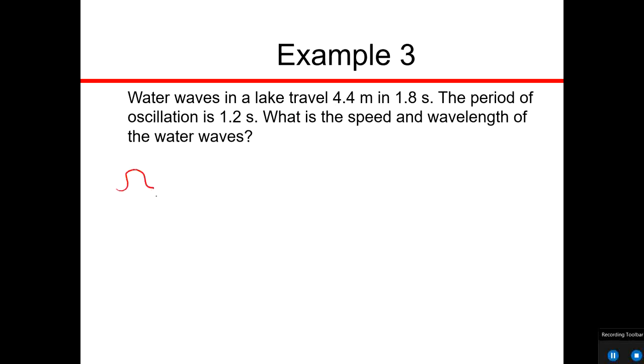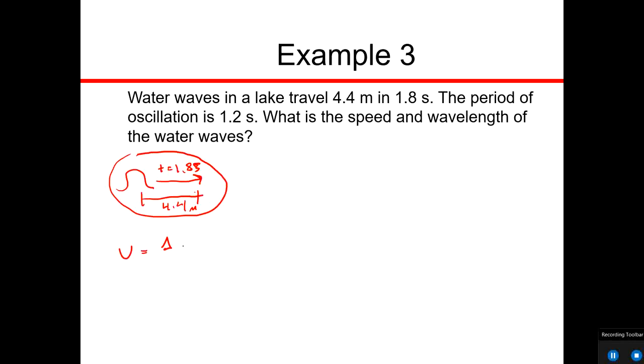In this first one, water waves in a lake travel 4.4 meters in 1.8 seconds. What's that saying? If we just have one wave, here's our lake. This wave travels a distance of 4.4 meters in 1.8 seconds. So that's our time. We can use our regular velocity formula along with that time and distance to find the velocity of our wave. The period of oscillation is 1.2. Again, that's how fast this wave is repeating, not the time of its travel. So what is the speed and wavelength of the water waves?